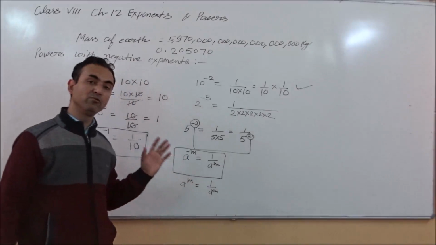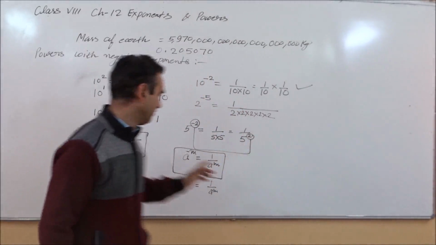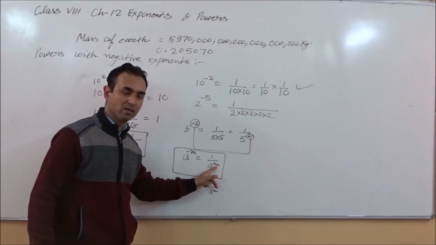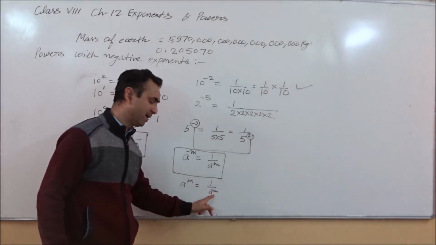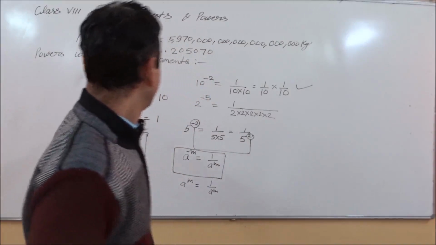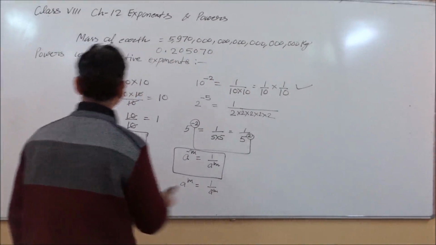It means we just have to change the exponent sign. If it is given as negative, you can make it positive if required. If it is given as positive and sometimes you require a negative exponent, you can write 1 upon a raised to minus n. So this is the basic knowledge related to powers with negative exponents. Let's see forward.